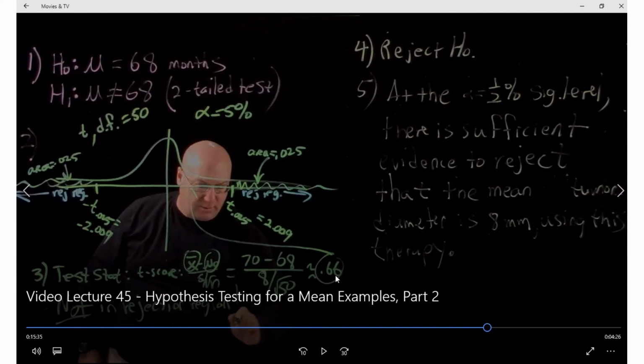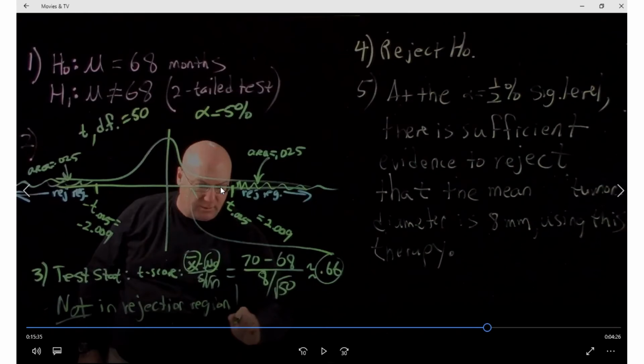Okay, where would 1.77 lie? Here's 0.66, and so I put it way over here. 1.77 would lie farther out, but not all the way out past 2.009, right? Not all the way out past the critical value. So it would lie maybe about right here where my cursor is.